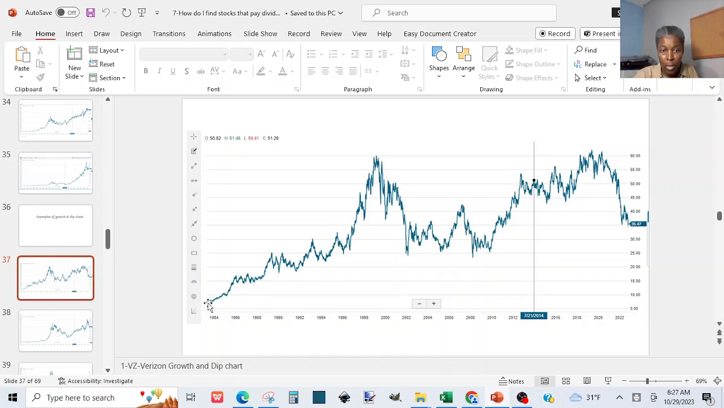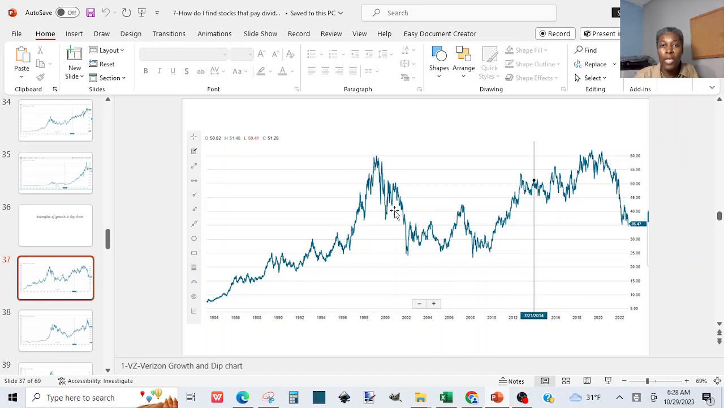If you wanted to mark the price it was selling at in 1984, is it 1984? And then the price it is selling at now, and you want to join them, you'll have that growth to it. However, you can see a big up and down in it, quite a bit.